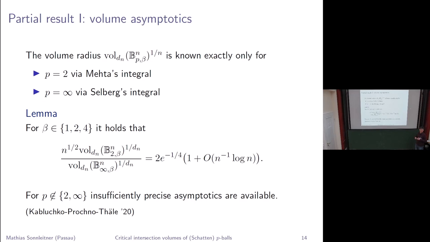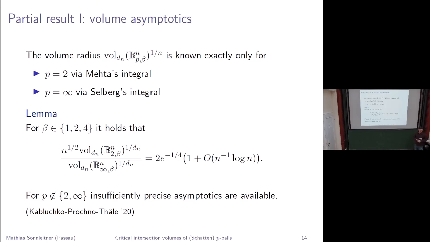But now we would need something even more, not just the limiting leading term, but in fact how fast it converges. And we don't know this for any p which is not 2 or infinity. So this is one thing we would need to know to continue. So this explains the restriction to p equals 2 and q equals infinity.